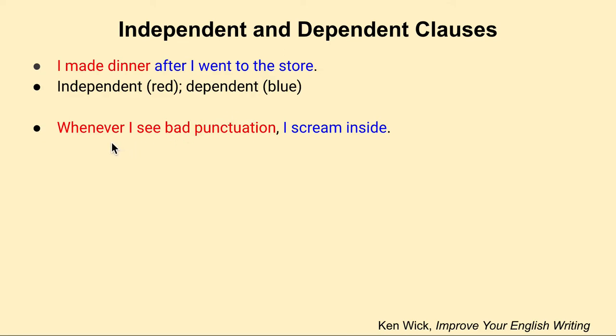What about this one? Once again, stop the video. Determine which one are these. Are these independent or dependent? Okay, here are the answers. The first one is dependent because wherever is a subordinating conjunction. And then you have this clause here, and this clause does not start with a subordinating conjunction, therefore it's independent.